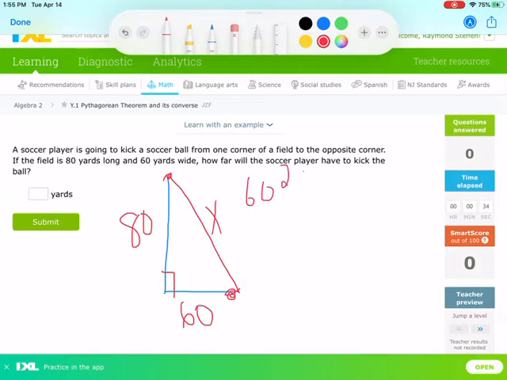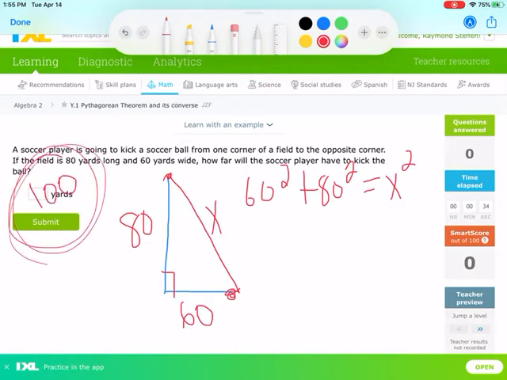60 squared plus 80 squared is equal to x squared. I'm just using my calculator here. On my calculator, I would add 60 squared plus 80 squared, and then I would square root that answer. I'm just using my phone as my calculator, and right now it's also sideways. 60 squared plus 80 squared, then square root that answer, and you should get 100. Yay, 100 is my answer. Woohoo! All right, there's the first one.